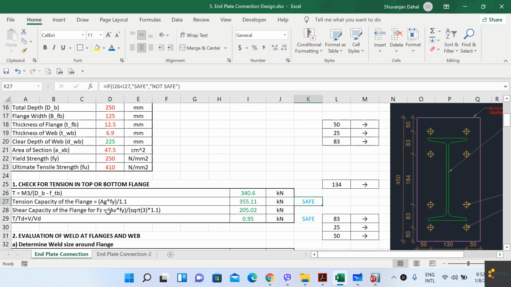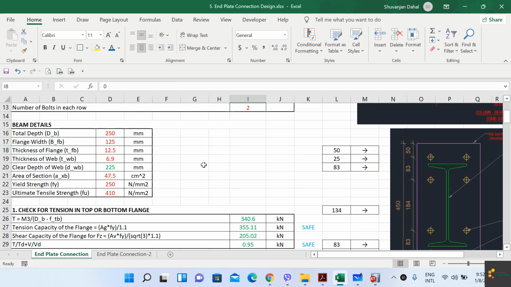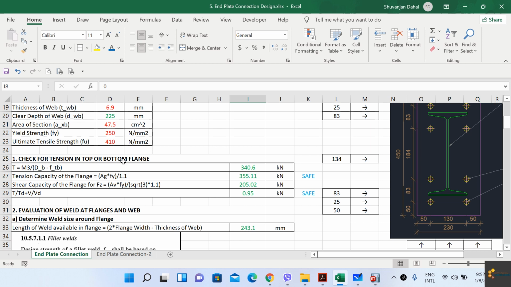Similarly, the shear capacity of the flange is given by this formula. This is similar to the tension capacity, except that in the denominator there is an additional square root 3. So if you perform the same calculation as for tension capacity and divide by root 3, you will get 205.02. Now calculate this T by TD plus V by VD, that means tension by tension capacity plus shear by shear capacity. Our shear that is coming, we will take as 0, since we have V3 at 0 here, so V by VD will be 0, and then remaining T by TD, that means 340.6 by 355.11, you get 0.95. Since this value is less than 1, it is safe. So here it is safe.